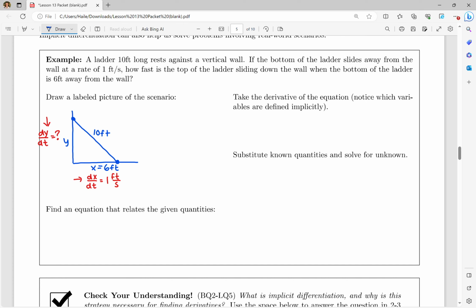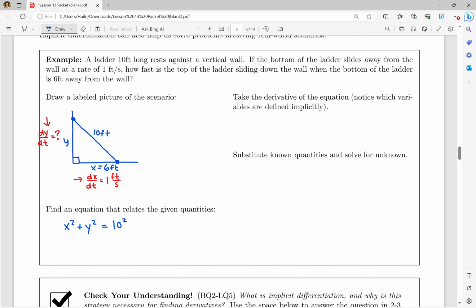That's also why I like to do the rates in a different color, because we're always going to start by thinking about how you can relate the things in the static picture. So if we want to relate the distance y, x, and 10 feet, we might notice that this is a right triangle. My first instinct would be you have two sides of a right triangle, you could find the third side, but we don't really care about that. We just want the equation. So I want to relate all three sides of a right triangle. The first thing that comes to mind is the Pythagorean theorem. So I can write x squared plus y squared is equal to 10 squared.